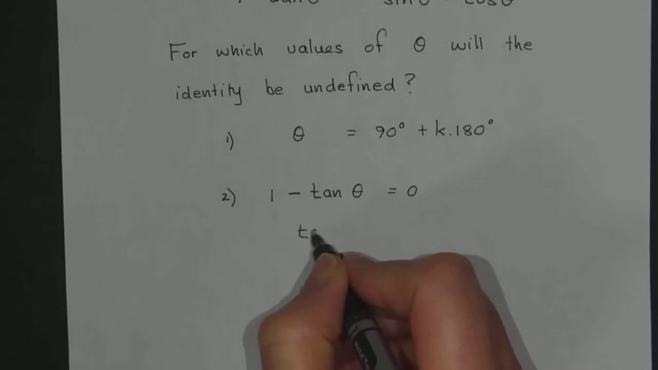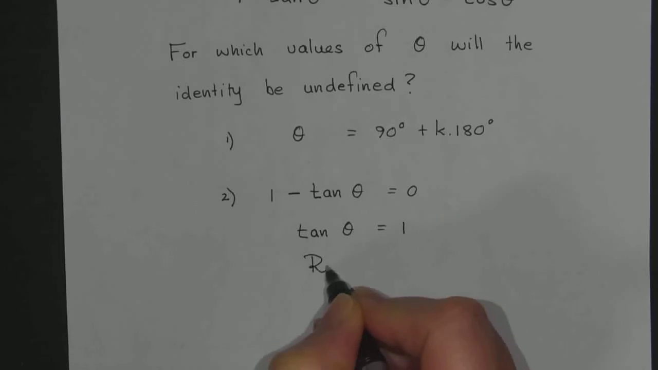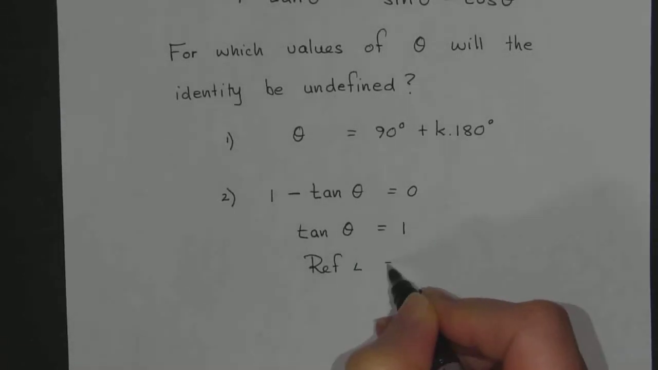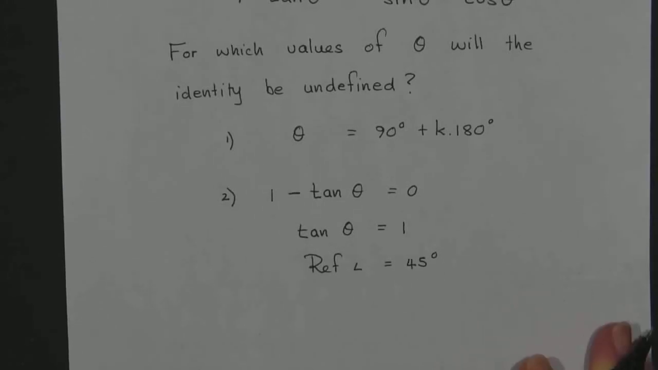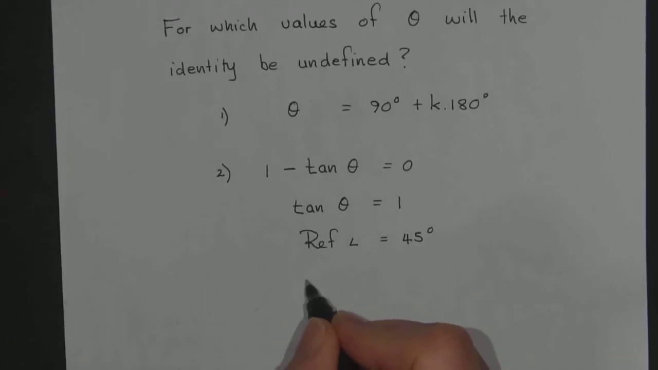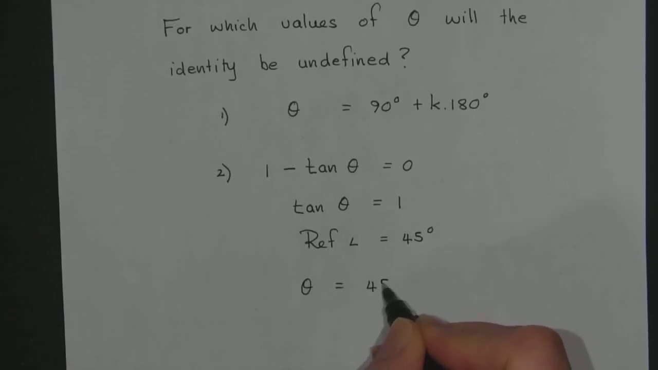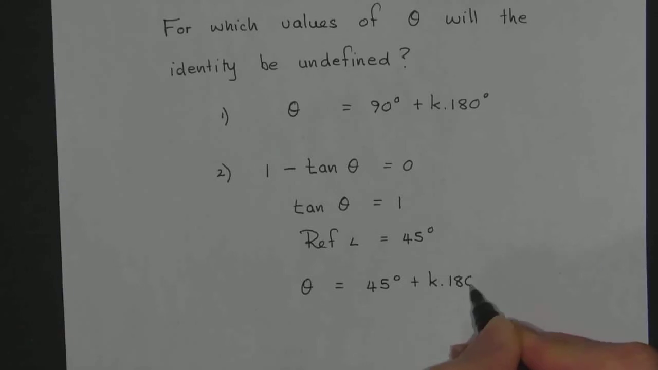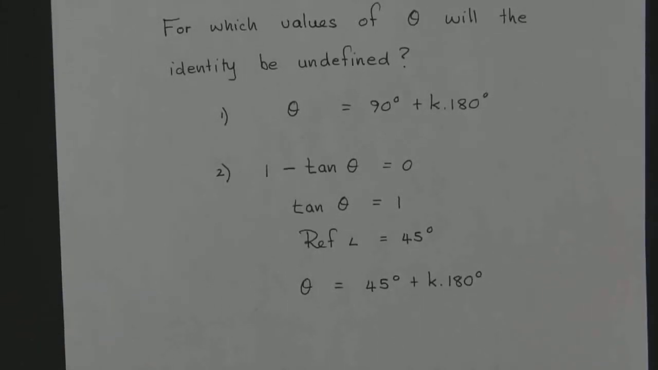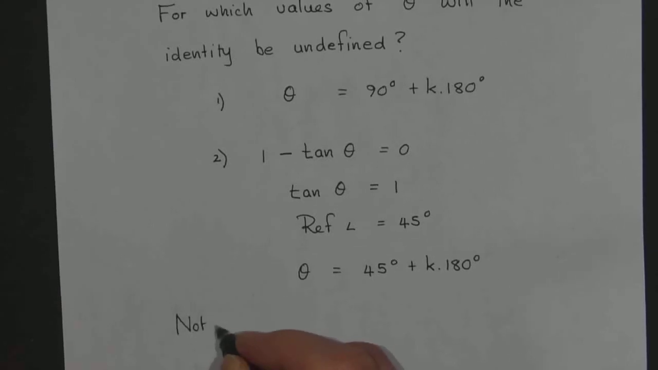But this one's also pretty easy. It's going to be where tan theta is equal to 1. My reference angle here is going to be 45 degrees. You can check it out. This is one of my special angles. So that's going to be 45 degrees. And then I can go, it's where theta is equal to 45 degrees plus k times 180. And just to prove to you that I'm not making this up, you don't have to. Again, this is not necessary. Definitely not necessary.